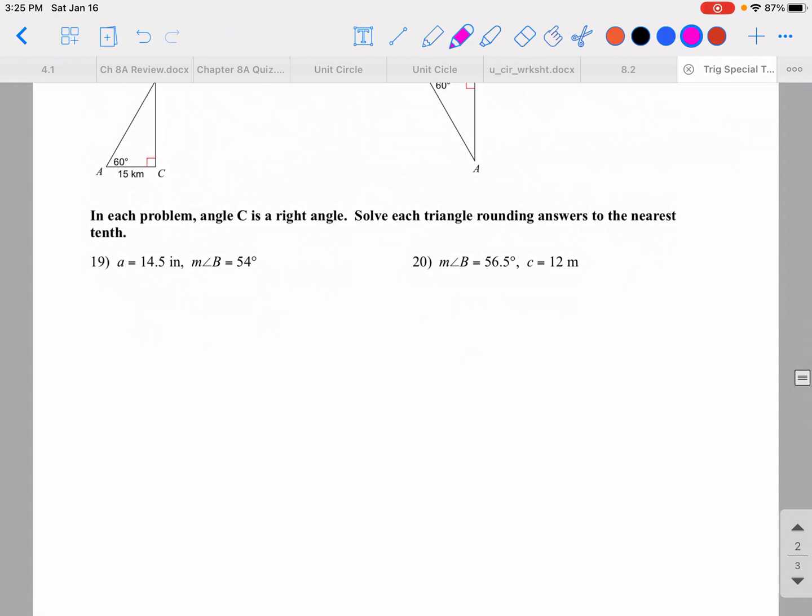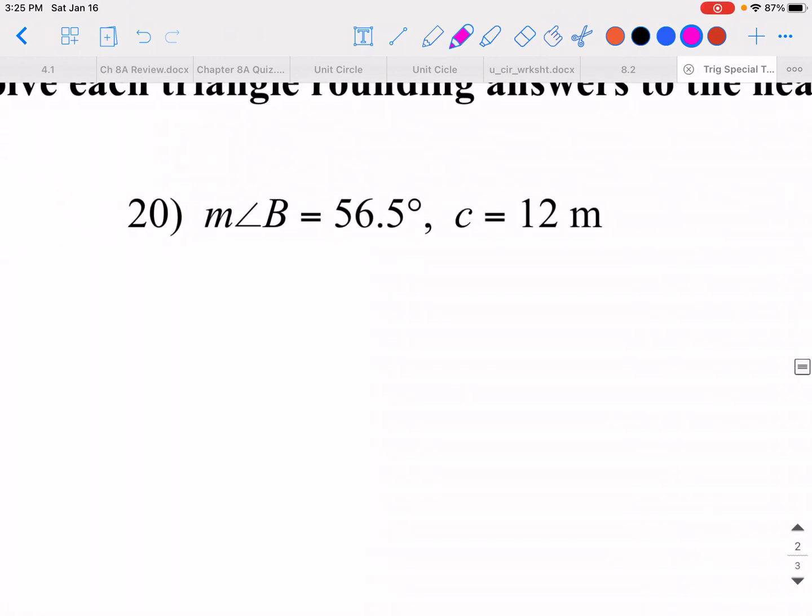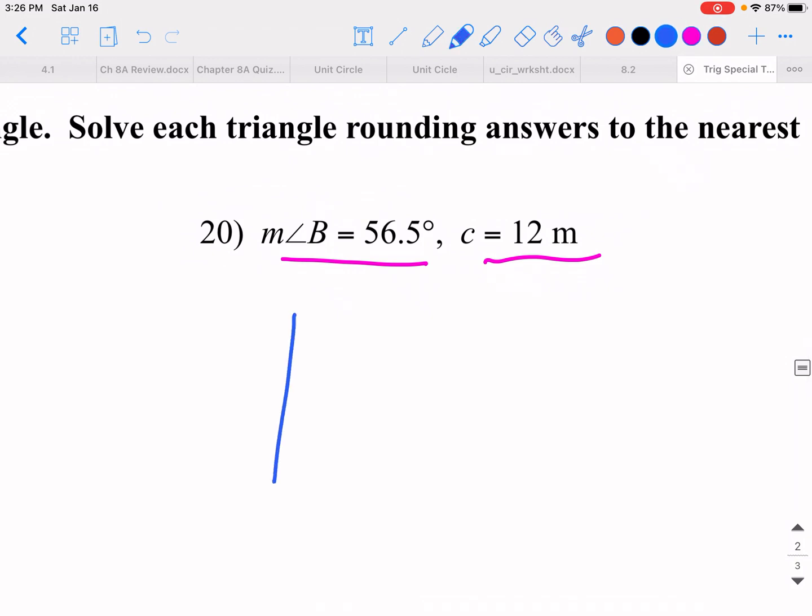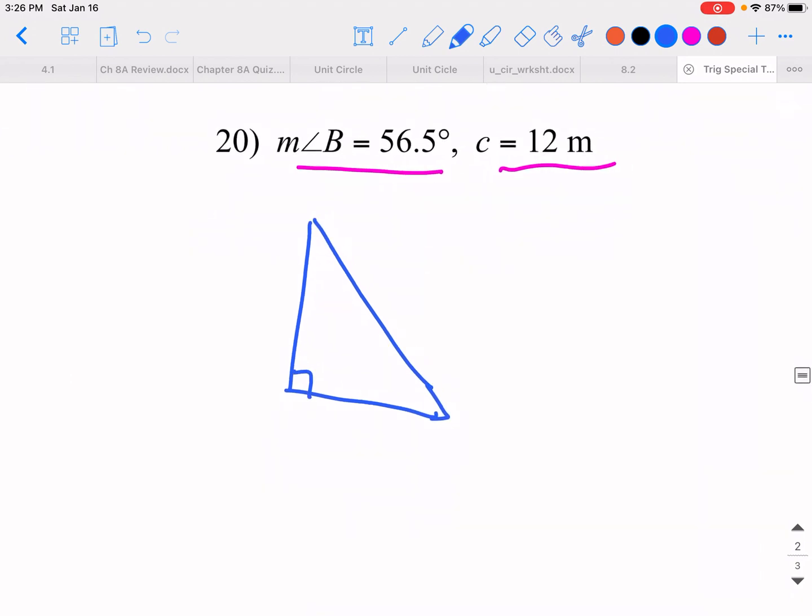Okay, and then we'll end on 20 as the last example. So number 20 here, measure of angle B is equal to 56.5, C is 12m. So we'll have to actually draw the triangle in this case. Okay, and these last few are actually not special triangles, they're just generic. And you saw generic in the previous video, but here's another example. Okay, so let's label this angle B, it's 56.5. And then remember, side B is across from angle B, and usually the sides are lowercase, so here's side B. And then C is always your right angle and your hypotenuse, so this would be side C, which is your 12. And this is angle A up top.